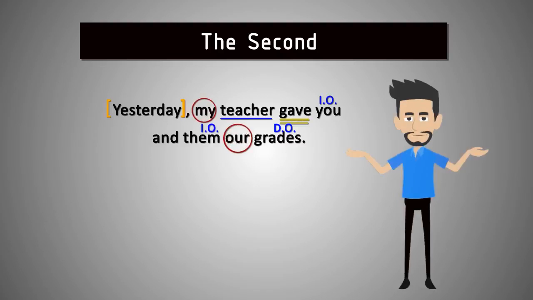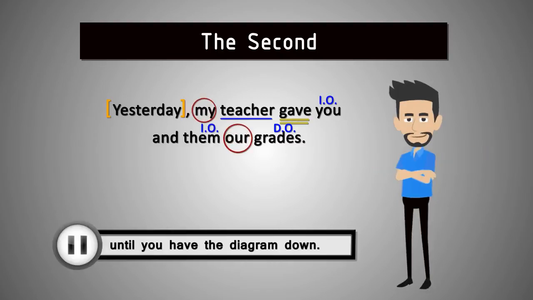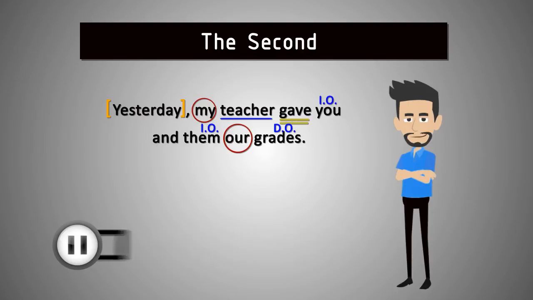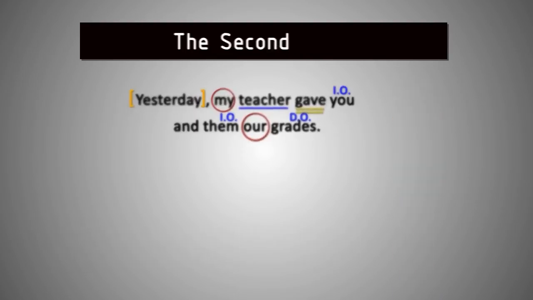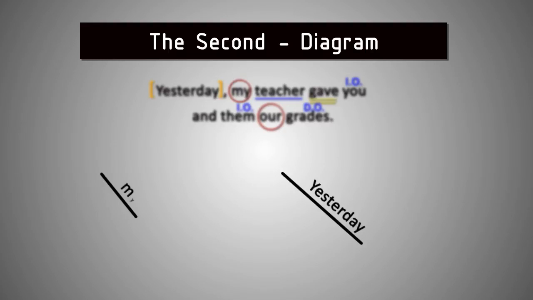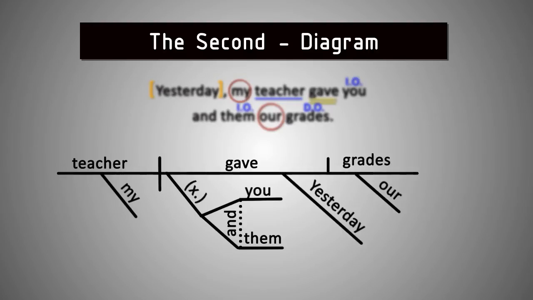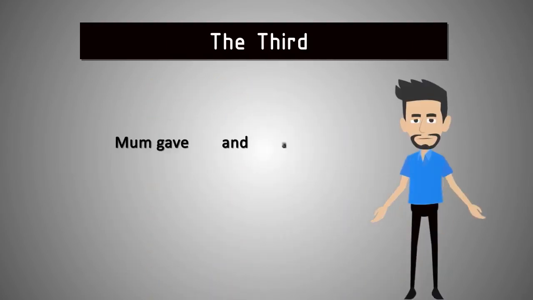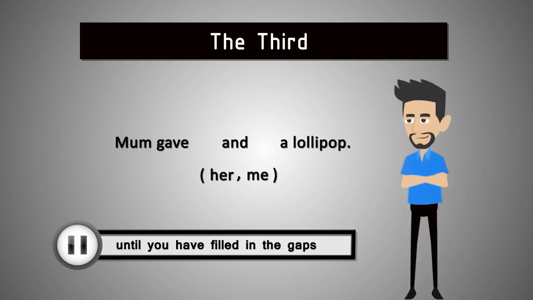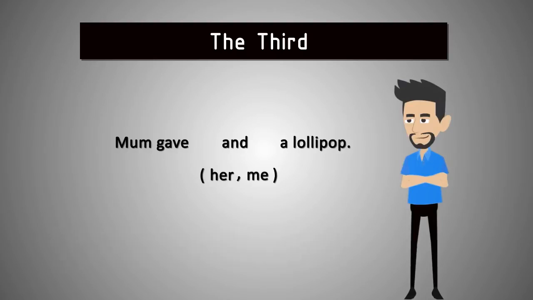How do you diagram it? Here is the diagram. Let's look at the third one. Fill in the gaps. You should have had her and me.